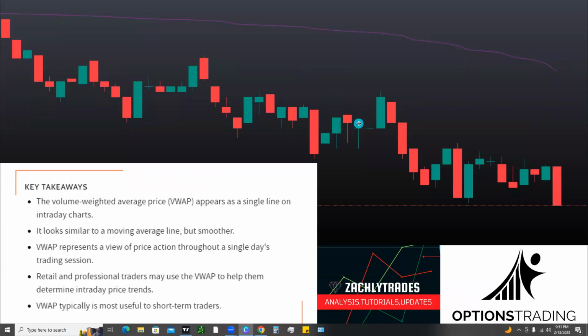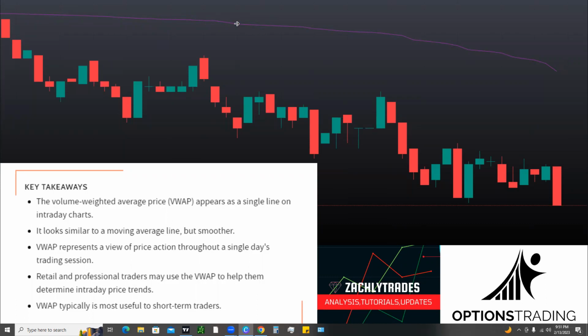But some of the key takeaways of the VWAP is that it appears as a single line on intraday charts. So that's what we've got right here. And a lot of people have their VWAP as purple. We've got our VWAP here in purple, just for the sake of this video. It looks similar to a moving average line, but it's smoother.